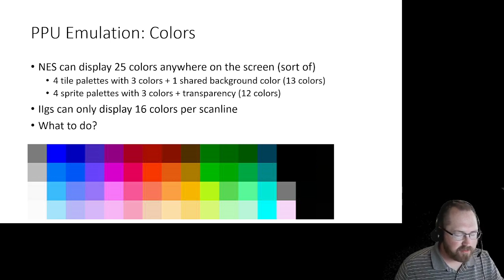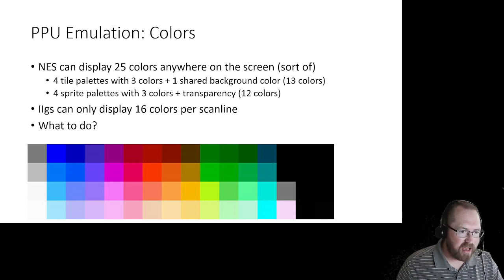Okay, so that kind of covers how we deal with the sprites and tiles, the core graphics data side of things, of hooking the PPU into the 2GS side. But now let's talk about colors. So the Nintendo has a pretty small color palette. I think only 52 or 53 colors, but it can display up to 25 colors on screen.